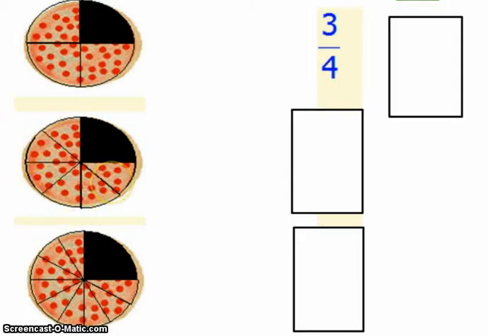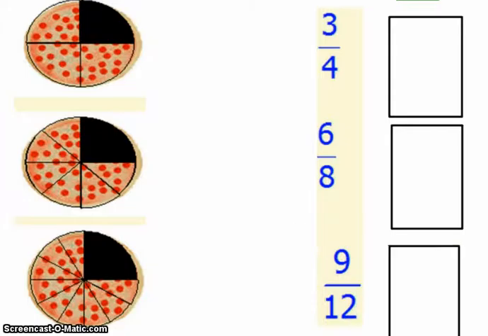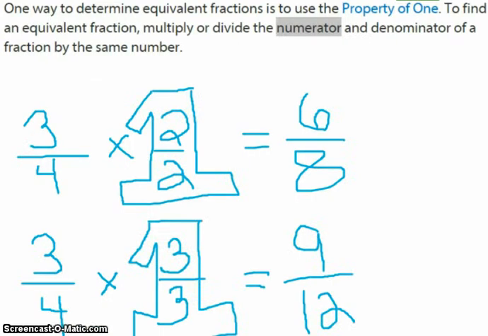Same amount left, except this time the pieces are cut smaller. And so we've got 1, 2, 3, 4, 5, 6, 7, 8 pieces total, and 6 of those 8 are still left. And then on this last pizza, looks like the same amount as well. Again, the pieces are cut smaller. We've got 1, 2, 3, 4, 5, 6, 7, 8, 9, and then 10, 11, 12 would be here. So we have 9/12 of the pizza left. All 3 of these pizzas are still equivalent to 3/4, just different pieces, or just different slices.